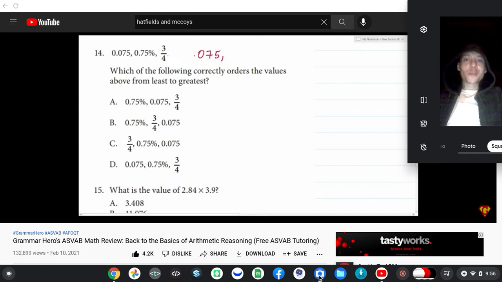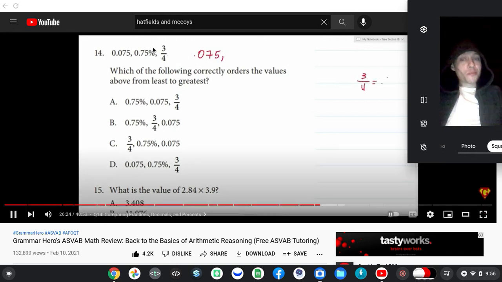3/4 is very easy to convert to a decimal. Which of the following is ordered correctly? Okay, so you should know that 3/4 is the same as 0.75. Again, this is 0.75, right? That's 0.75.